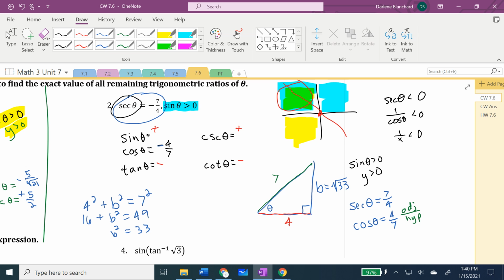the ratios. And now we can answer all the questions because we know that sine is the ratio of opposite over hypotenuse. So then I write down that the answer is opposite is the square root of 33 over the hypotenuse, which is 7. Sine's reciprocal cosecant, I'm just going to reciprocate and write it. Tangent is opposite over adjacent.